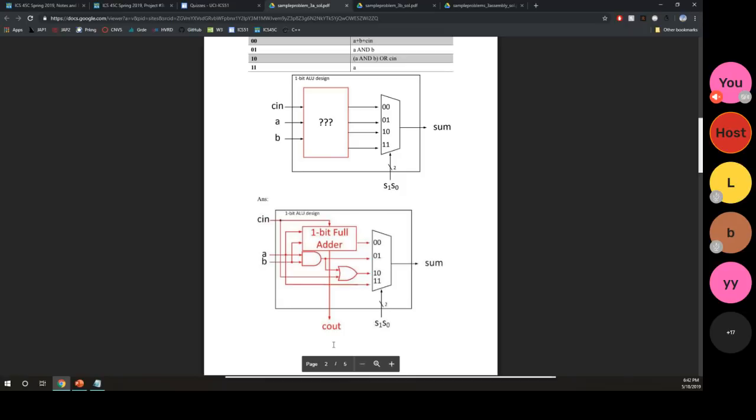Remember when we were talking in the first quiz, when you had to add two binary numbers together, and when you add 1 plus 1, it makes a 0 and then carry over 1. That's the carry out. That 1 is the carry out.